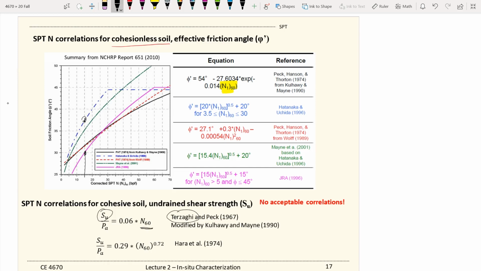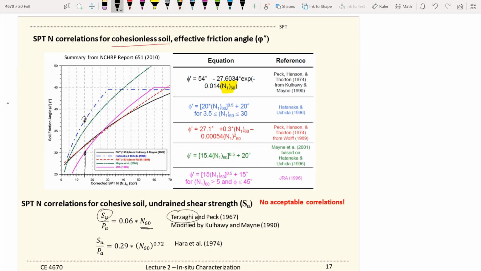Correlations are correlations, even though for the sand you can see huge variations right there. So be very careful on what you're using. And the best practice for getting the strength of clay materials is through lab testing.